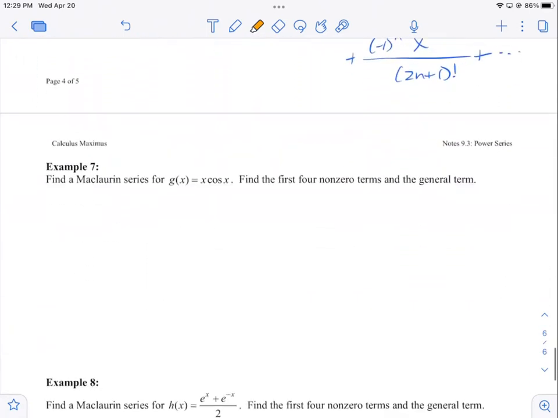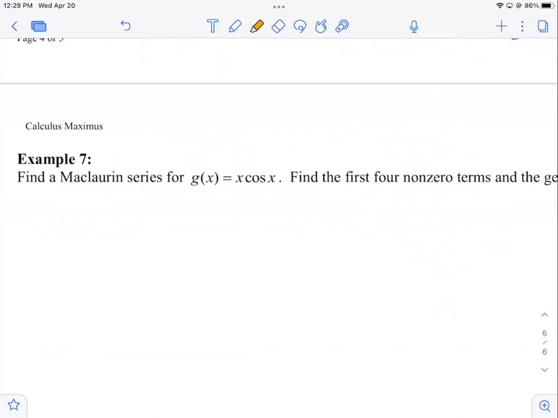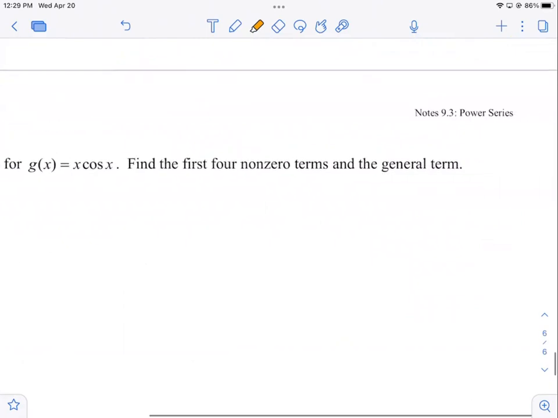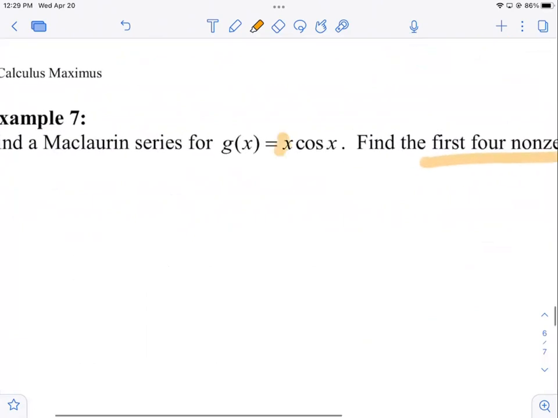All right. Example 7. Find the Mac Daddy series for x cosine of x. Again, the first 4 non-zero terms and the general term. So this is another thing we could do. We can replace x with a function of x. We can't change the center. So if you had to write a series at a different center, now you got to reinvent the wheel with Taylor's rule. But here we can, right?